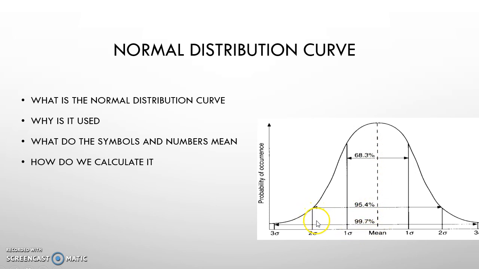95.4% of all the results would be within this much larger area of the 2 sigma. And then 99.7%, so almost all the results, will be within these two lines here.